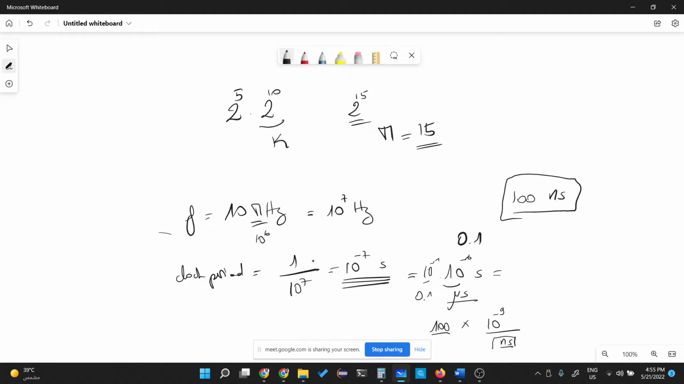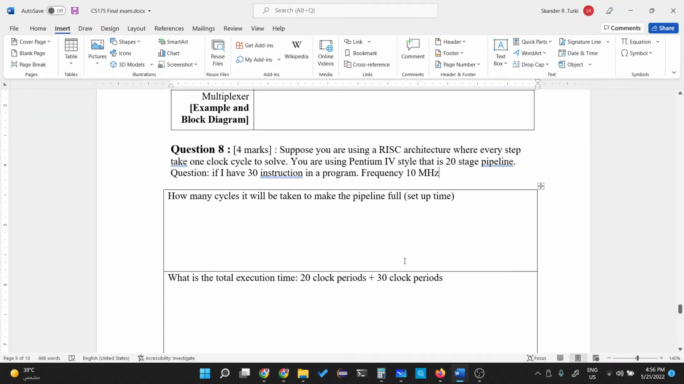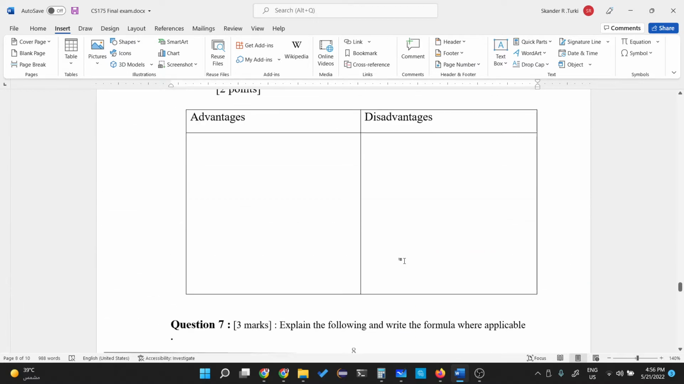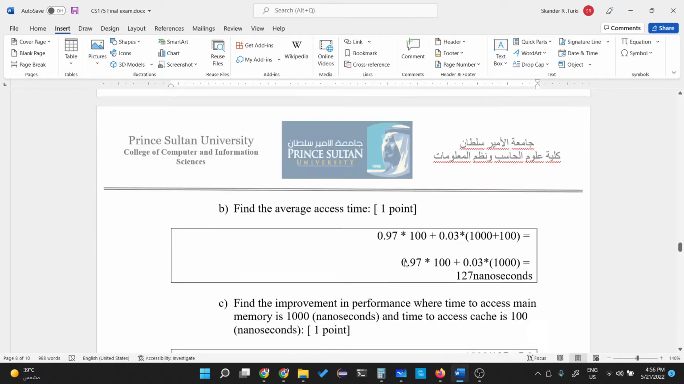So here, because we have a pipelined processor, the throughput is exactly 1 clock period. We don't multiply by the number of stages because we have a pipelined processor. So it's 100 nanoseconds or 0.1 microsecond. Is it clear? Do you have any other questions?